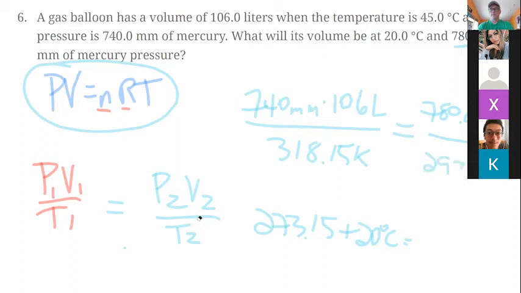293.15. Yeah, right. And so you can see there's a big difference between dividing 45 by 20 and dividing 318 by 293. The relative change is huge when it's in Celsius, but the relative change is tiny when it's in Kelvin, because we're only raising it by, what, 10%, if that, maybe less than 10%. So that's not a big change in temperature when it goes to Kelvin.